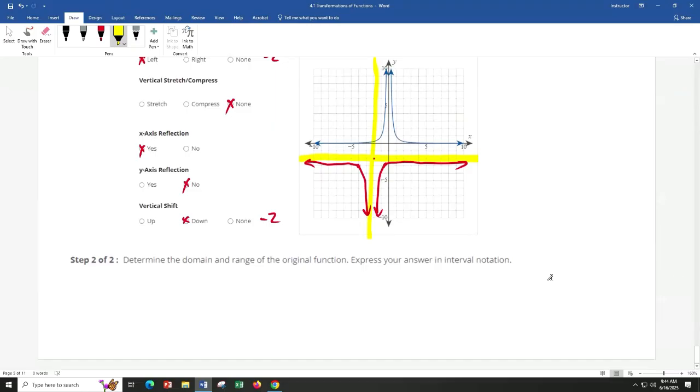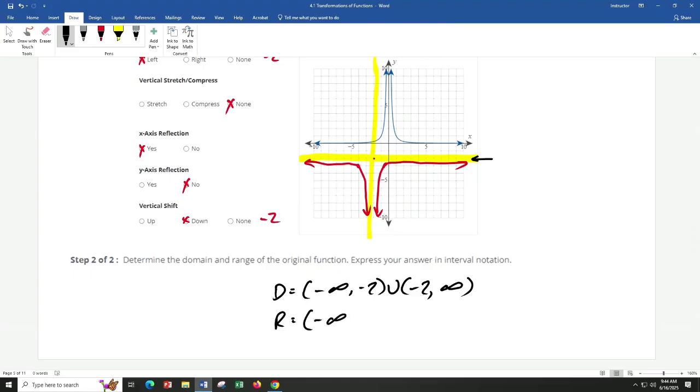Determine the domain and range. Well, domain is going to be what? Think about it. Negative infinity to -2, and -2 to infinity. But what's your range now? Oh, it's a little different, isn't it? Look, it's never going to touch this here, is it? So wouldn't it be from negative infinity to what? -2. Exactly. So you gotta be careful with that. Okay.